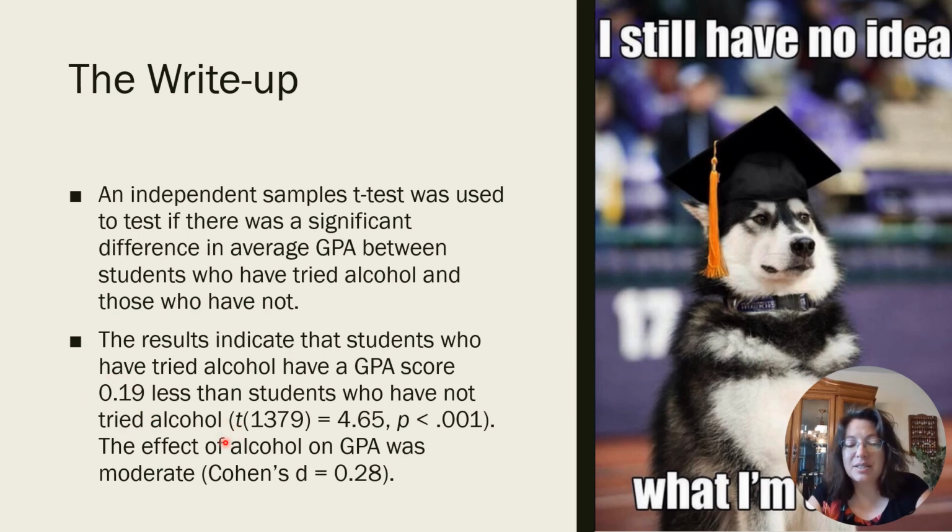And then in parentheses, I gave the actual t-statistic here, 4.65. And again, the degrees of freedom have to go right after the t-statistic. And lastly, it's that significance value at the end. And then I comment on my effect size. The effect of alcohol on GPA was moderate, and I provide my actual effect size value.